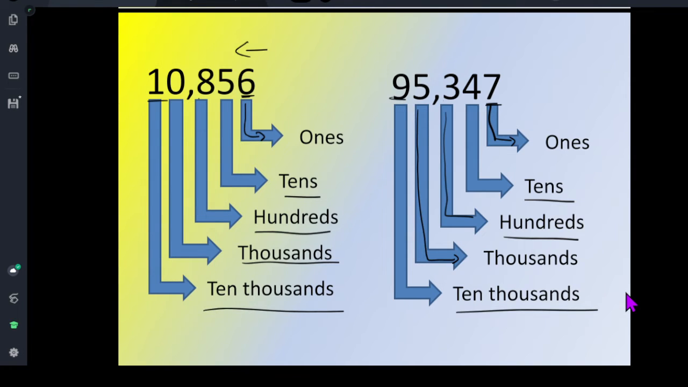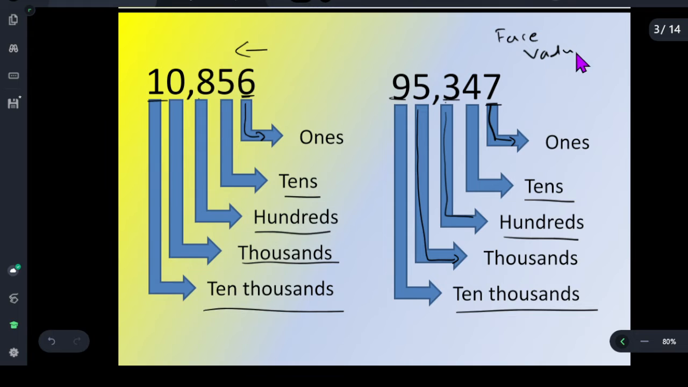If you are given any number, you can find out the place value of any digit. Suppose I ask what is the place of 3 here, you will say sir it is on hundreds place. So what is the face value of the 10,000 place digit? What will you say, sir this is the 10,000 place and here is 9. Which digit is here? 9. So the face value at the 10,000 place is 9.